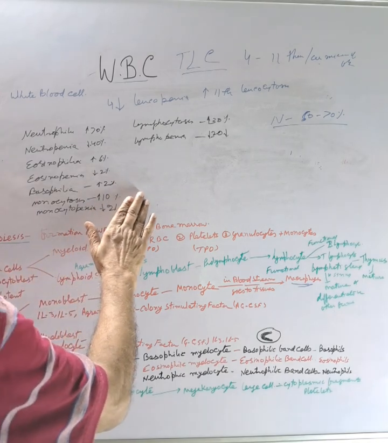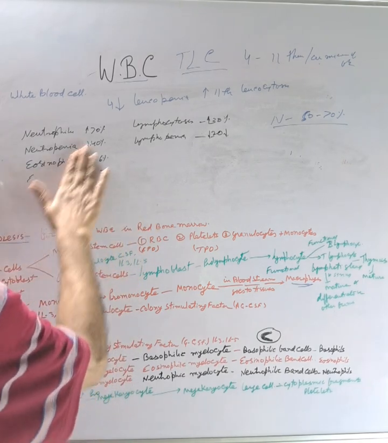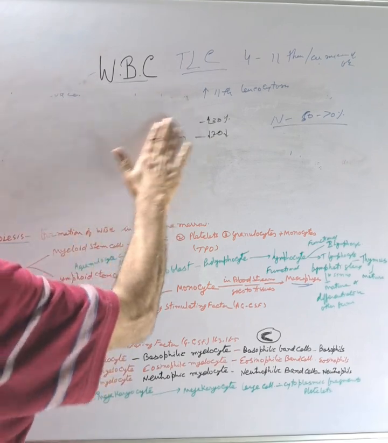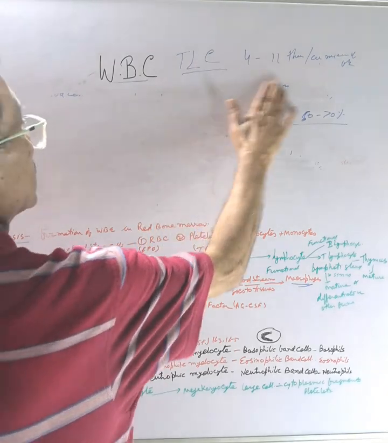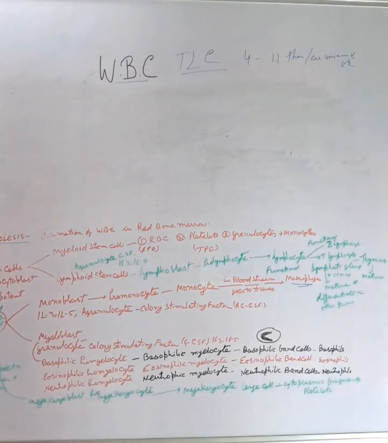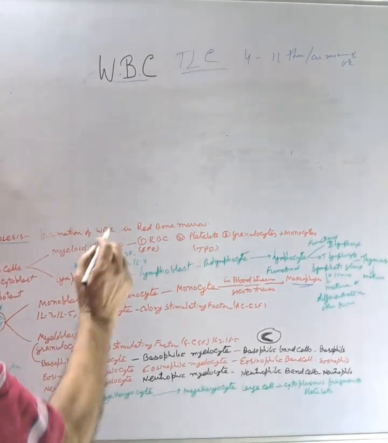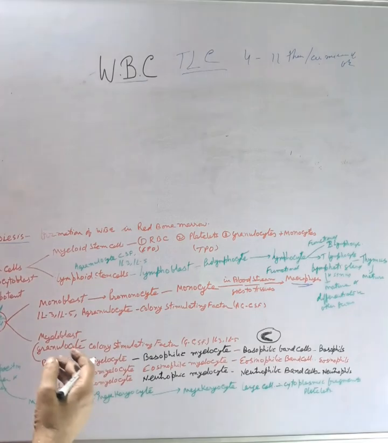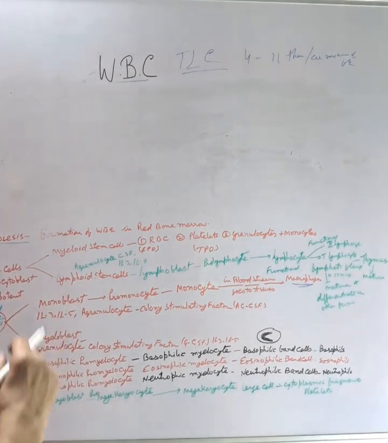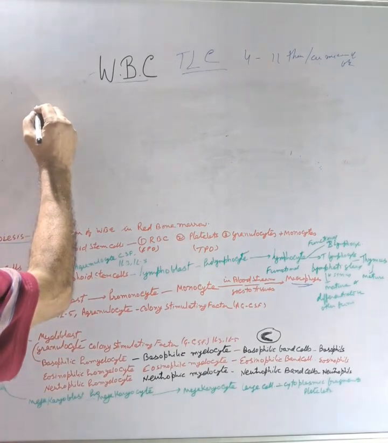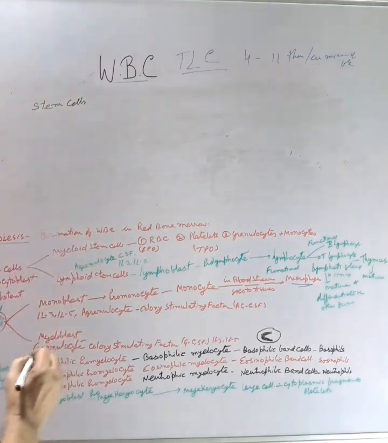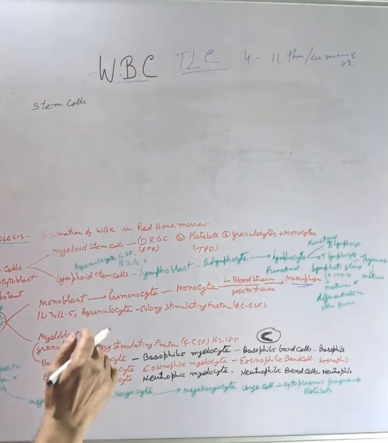Now, formation of leukocytes. Formation of WBC or leukocyte is known as leukopoiesis. The site of leukopoiesis is red bone marrow. In red bone marrow, there is a stem cell, a pluripotent cell or hemocytoblast.